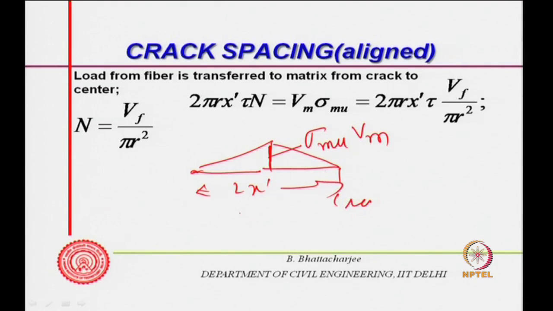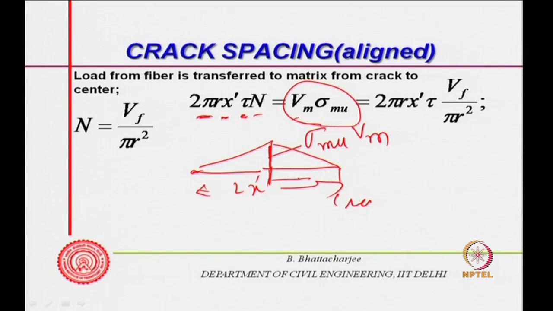If this distance is 2x', so if I call this x', it will be transferred through x'. If the whole distance is 2x', it will be transferred through x'. So x' into twice pi r, where r is the radius of the fiber. This is the parameter, into x', into tau, the bond stress, multiplied by the number of fibers that is there per unit volume, and this is your total volume.